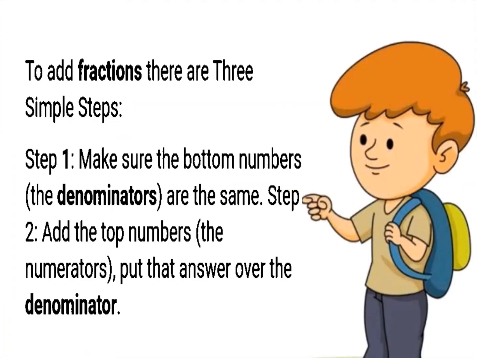To add fractions, there are three simple steps. Step 1. Make sure that the bottom numbers, the denominators, are the same. Step 2. Add the top numbers, the numerators. And step 3 is put that answer over the denominator. Copy the denominator.